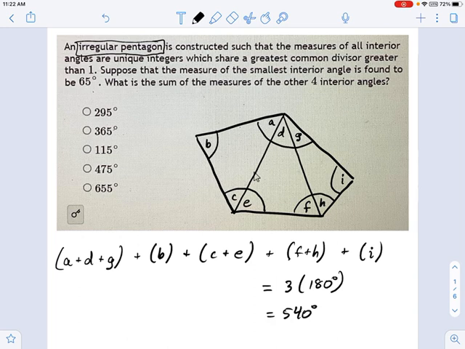And what this problem is saying now, it's giving us a little information. It says the smallest interior angle is found to be 65 degrees. Well, I can set it up this way. I'm going to say 65 degrees plus the sum of the rest of the angles equals 540, which means if I subtract 65 from each side, I know that the sum of all the other angles equals 475. Okay, that was tough. 475 degrees. And there we go.